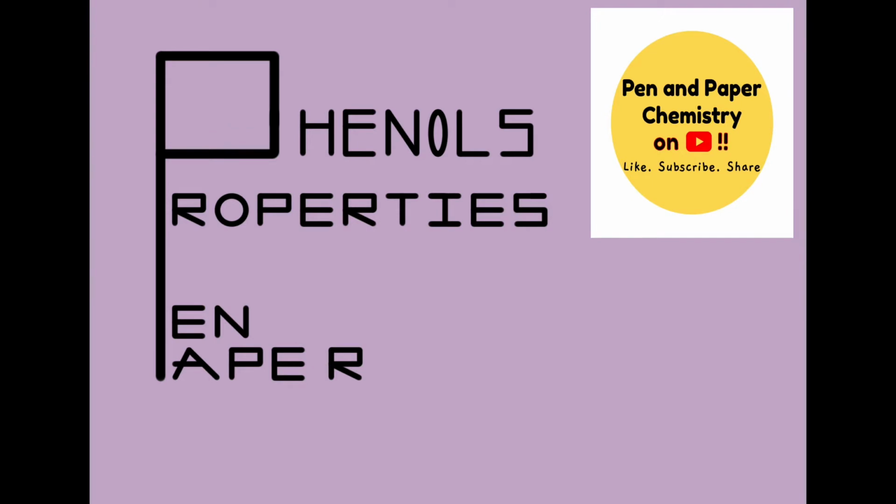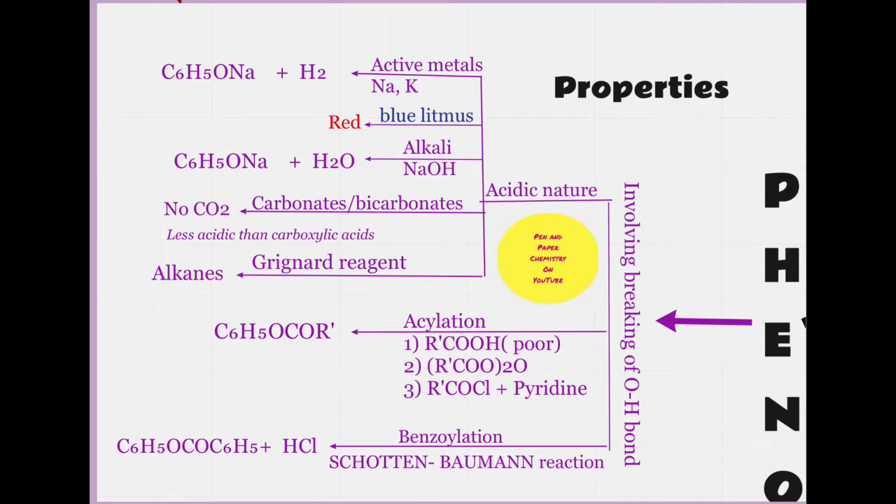We are going to continue with our learning about the properties of phenols on the channel, and I hope the pen and notebook did not move from their place because we are going to practice writing some more equations. Continuing from where we left, we were doing the properties showing the breaking of the OH bond, and we are to cover acylation and benzoylation. Acidic nature has already been covered in the previous video.